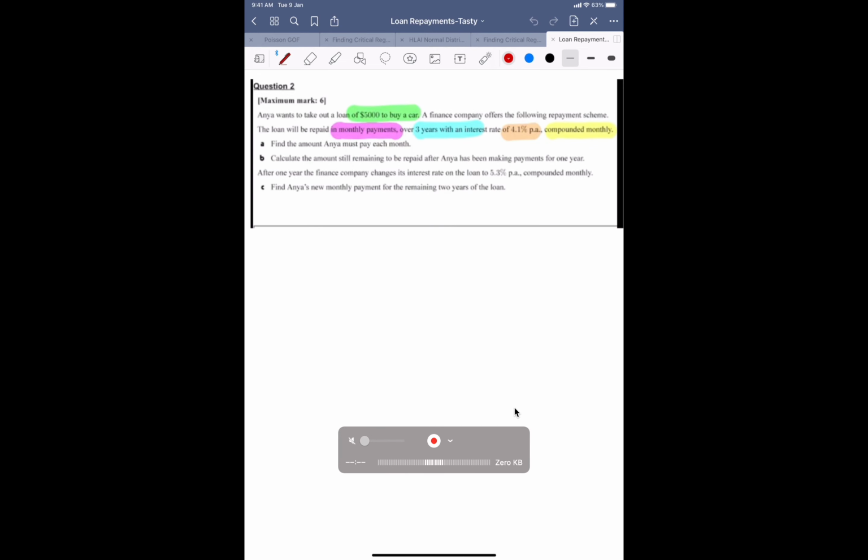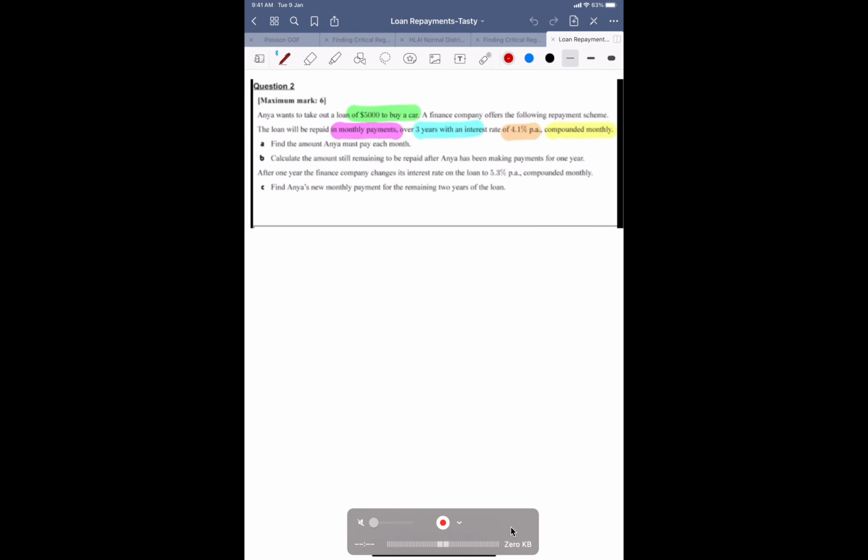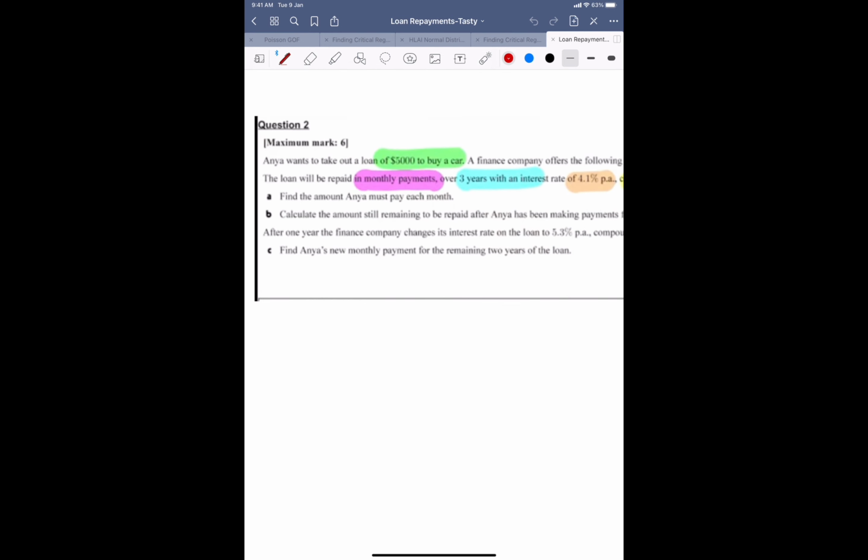Okay, here's a question on loan repayments, and there's quite an interesting part for part B when you're part of the way through repaying the loan. So let's dive into it. Let's zoom in on the details here. A little bit blurry, but we should get through it.